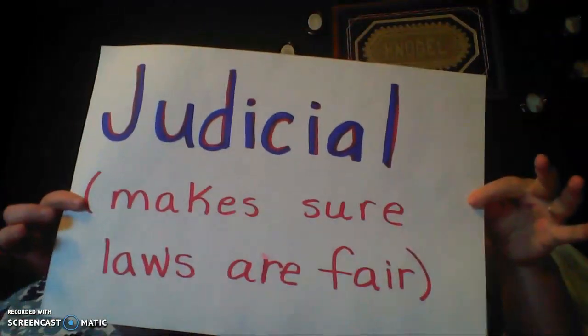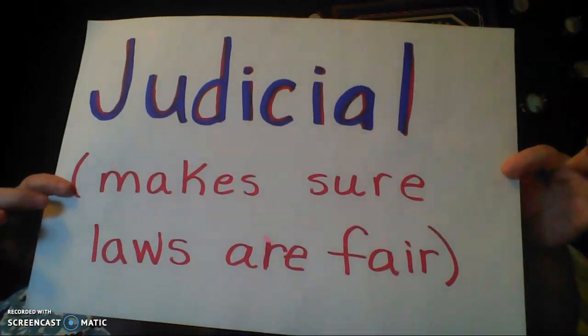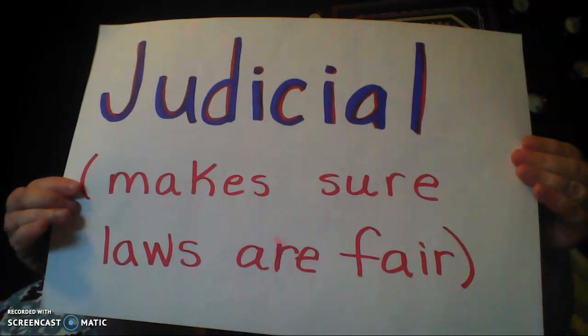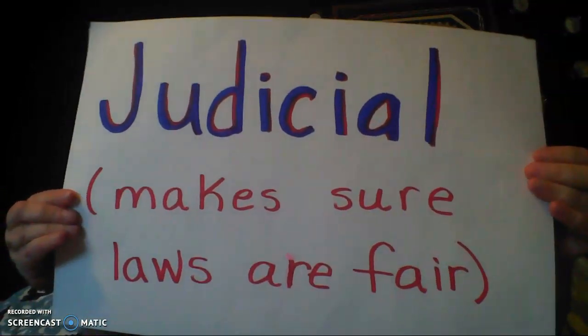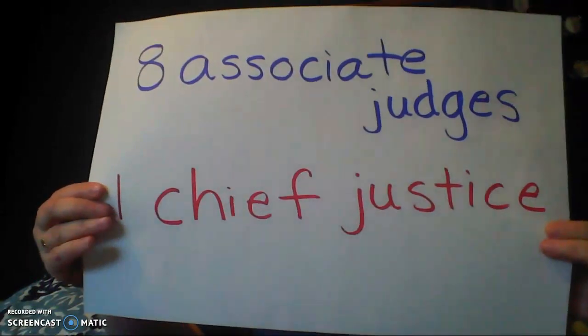Okay, so we are going to start with the national government. There are 3 branches to the national government. The first branch of government is the judicial branch. The judicial branch makes sure that laws are fair based on the United States Constitution. This branch of government consists of 8 associate judges and 1 chief justice.